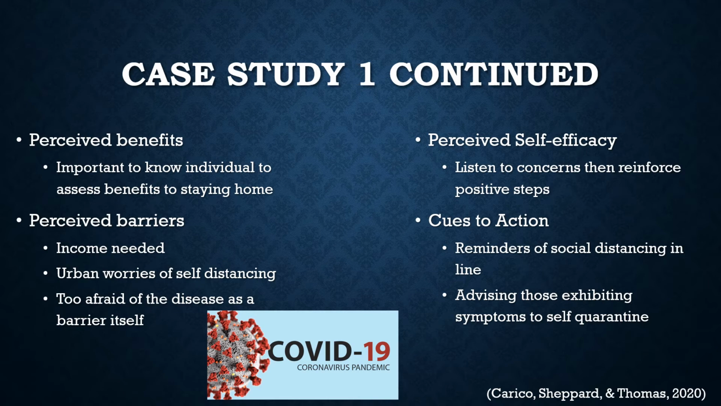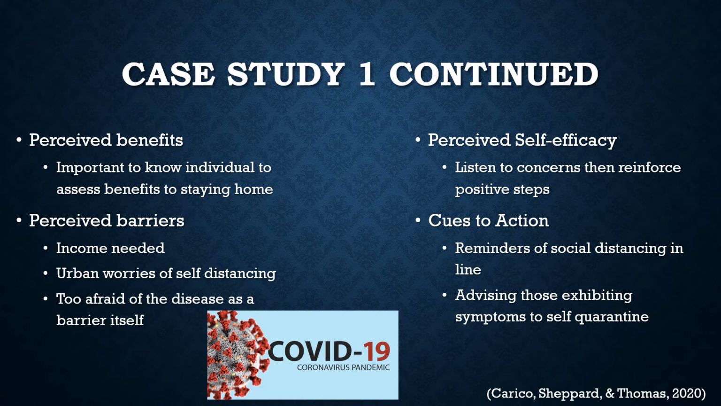Then there are perceived barriers that might be harder to overcome or harder for a pharmacist to show how to overcome. For instance, it could be income that's needed per household that wouldn't be earned if they were to stay home. There could be worries about self-distancing in heavily populated areas. And being too afraid of the disease itself could also present as a barrier. Then for perceived self-efficacy, it's important to listen to the concerns and then reinforce in positive steps.